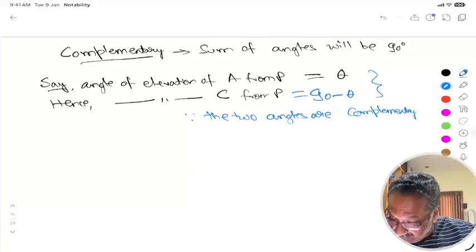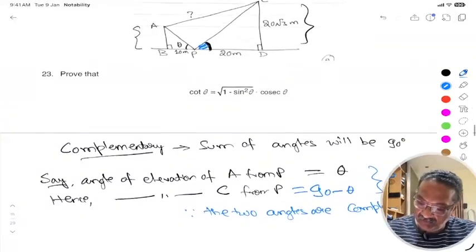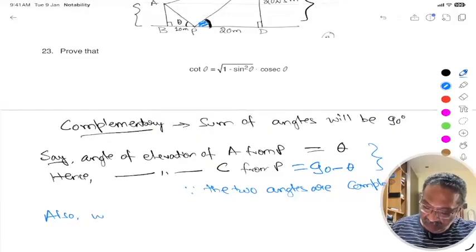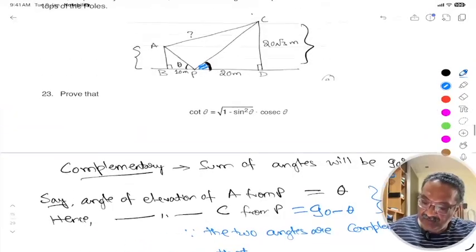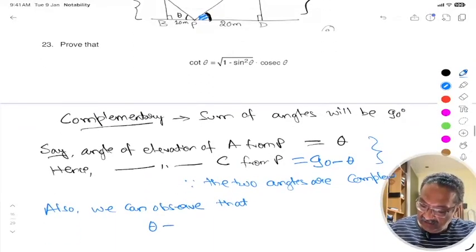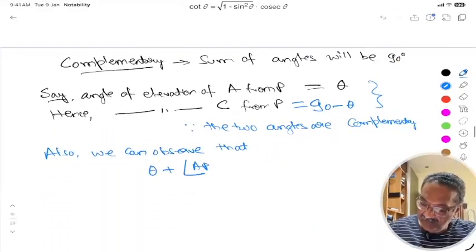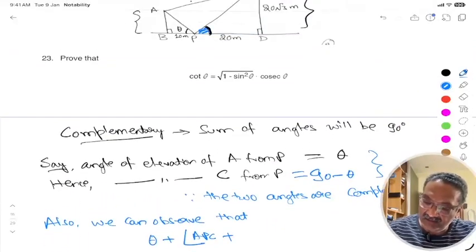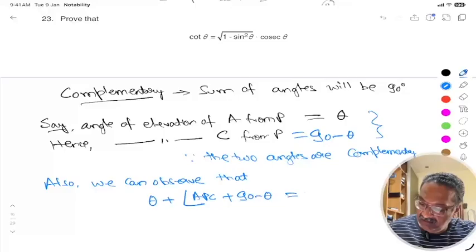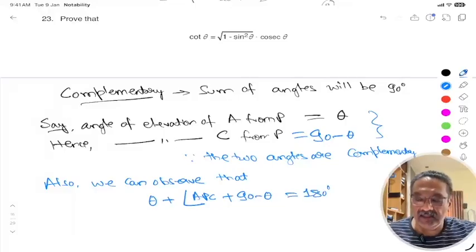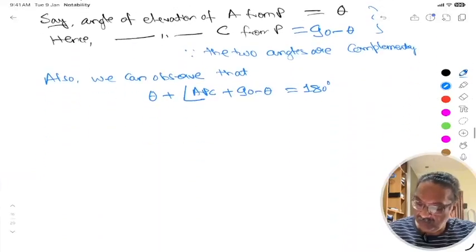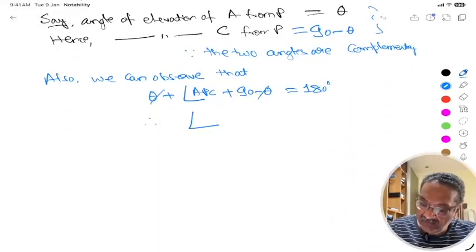Okay, so that is one thing. Now, further we have one more thing. Also, we can observe that this angle theta plus angle APC plus this angle, 90 minus theta, is equal to 180 degrees, correct? Because they are all on a straight line. So, theta cancels. Therefore, angle APC will be equal to 90 degrees.